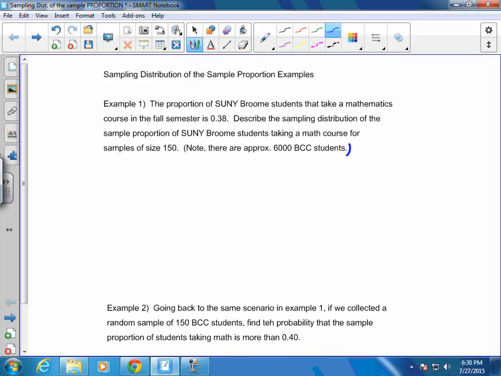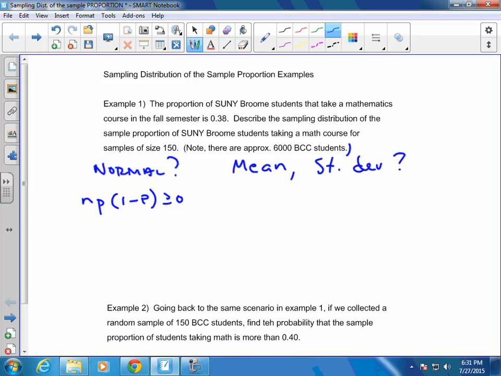So just like with the sample mean, there's a few things we want to do, three, in these cases. Is the distribution of our sample proportion normal? Then what's the mean and the standard deviation? Now, we want to check for normal here by taking n times p times 1 minus p and seeing if that's greater than or equal to 10. If it is, then the shape of the distribution is going to be pretty close to normal.